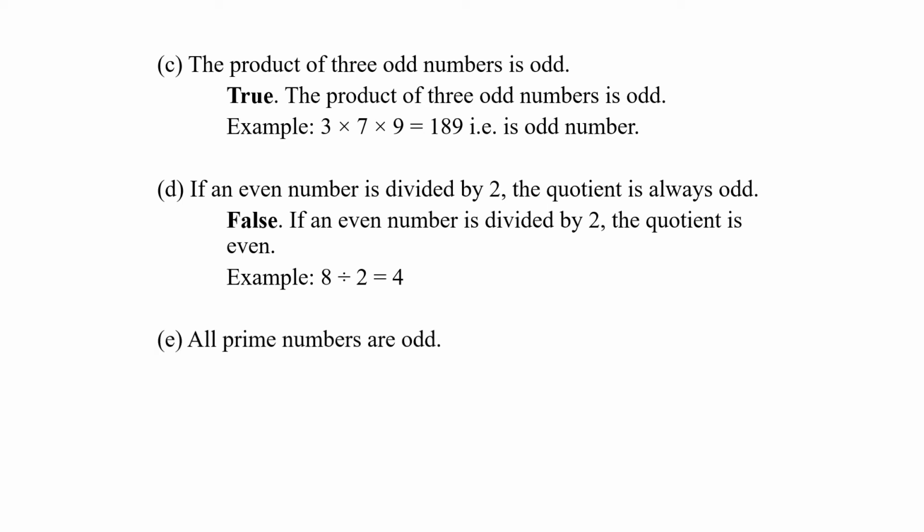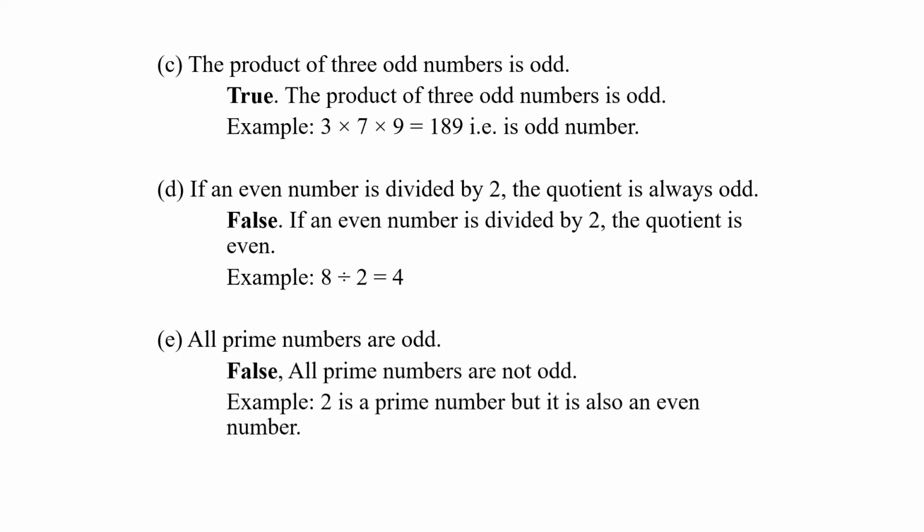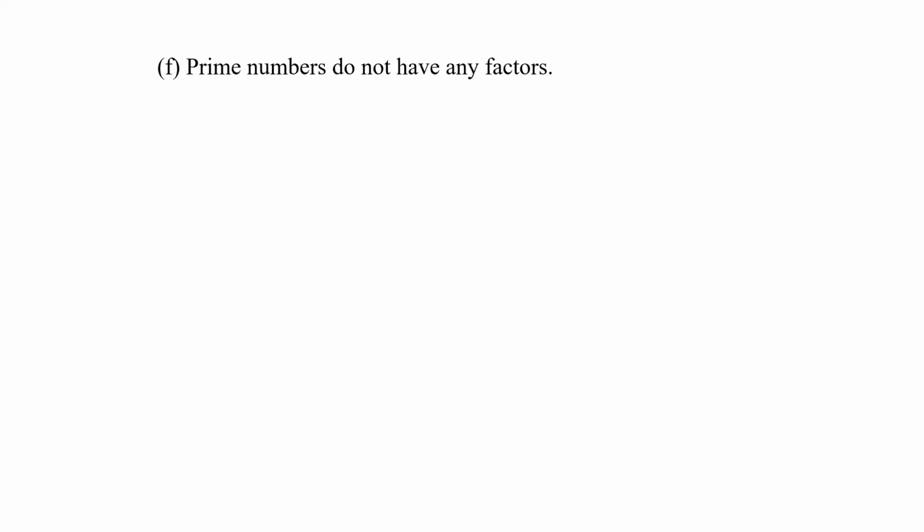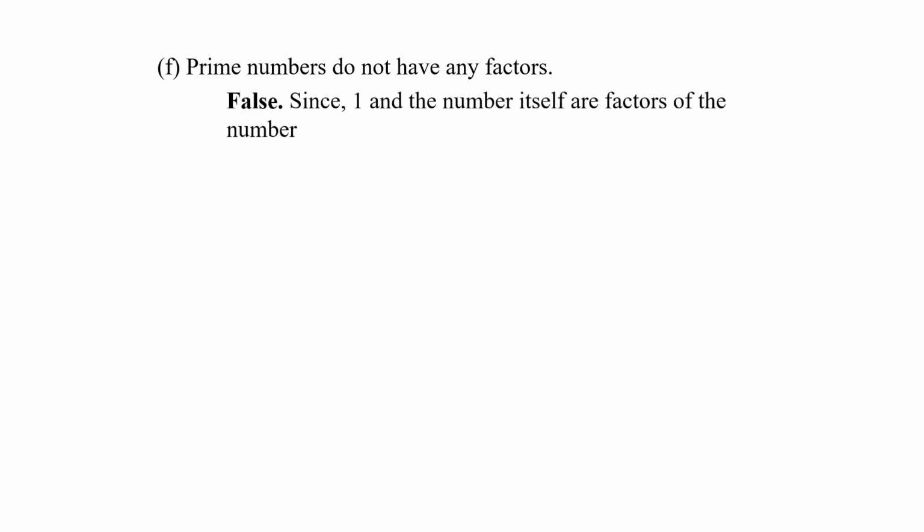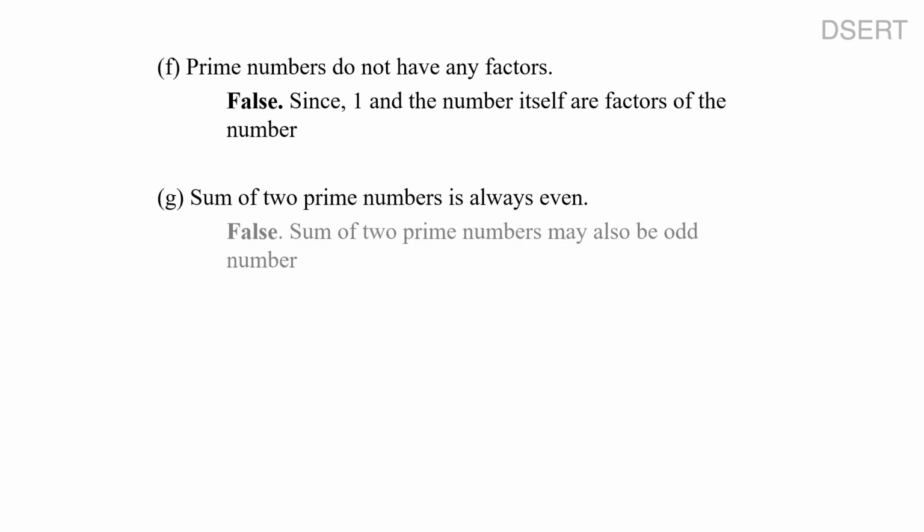Next, fifth question, all prime numbers are odd. False. All prime numbers are not odd. 2 is an even prime number. Next question, prime numbers do not have any factors. False. Since 1 and the number itself are the factors of a number, prime numbers have factors, so it is false.